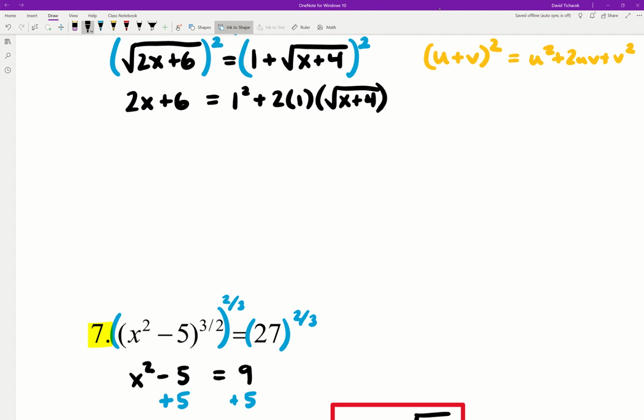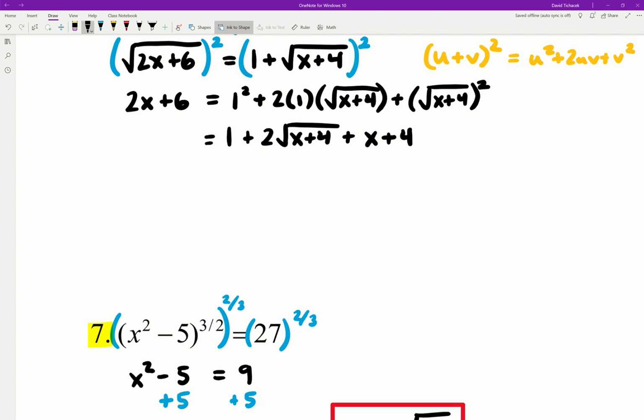Okay, and then I'm going to add on our v squared, and our v, of course, is that radical expression. And again, just matching up, you had your u squared here plus your 2 times u times v plus your v squared there. Okay, so just applying the formula, that's what you're going to end up with. And cleaning this up a little bit on the right-hand side, you are going to end up here with 1 plus 2 times radical x plus 4 plus, and then because we're taking the radical expression squared, that's just going to undo the radical and leave you with this right here.